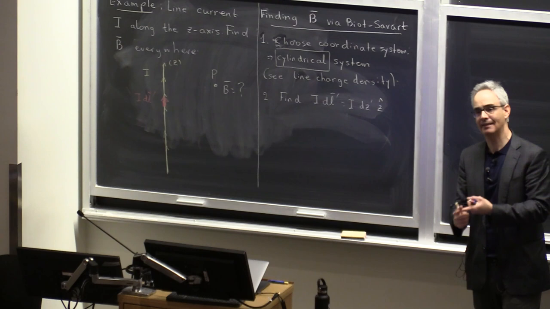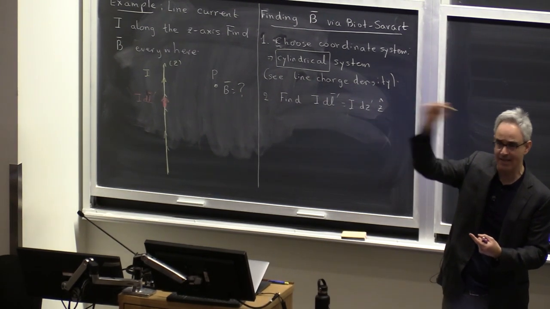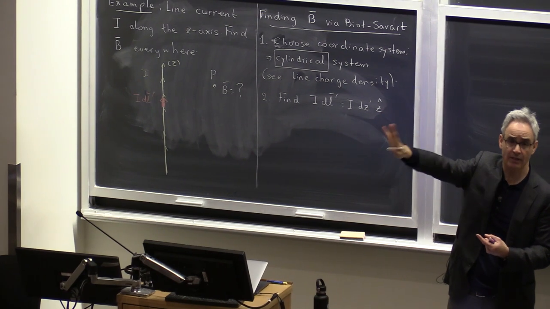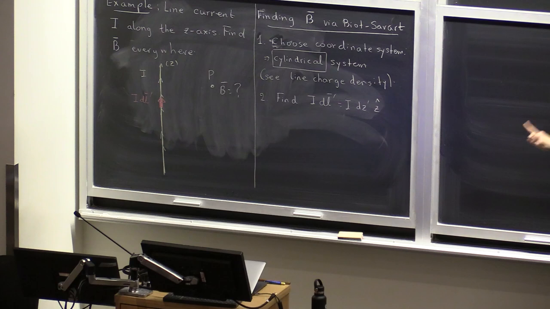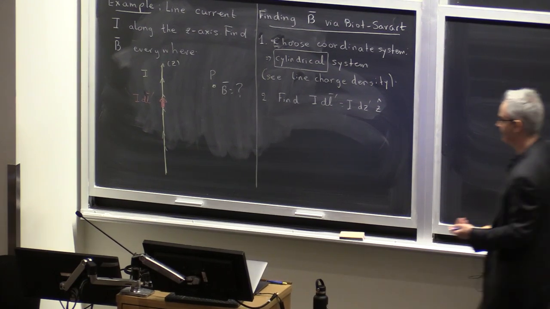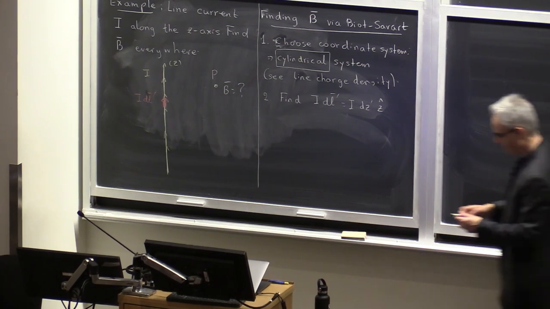And this is the fundamental difference now with charges. Charges are static, they are somewhere. They don't have any direction, they have only sign. Here you have also the direction of the current. And in this case, I have a current that flows along the z-axis. So this is my dl primed.